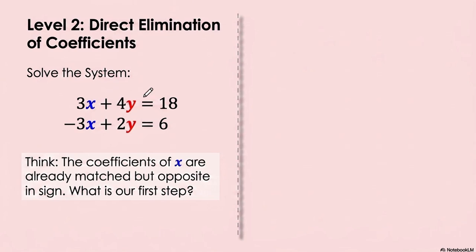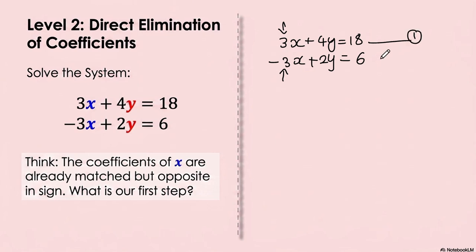So here we have two equations: 3x plus 4y is equal to 18, and the second equation we have minus 3x plus 2y is equal to 6. Okay, so we have to eliminate one of the variables. Two variables we have, x and y, but you can see that here the coefficient of x is 3 and here the coefficient of x is minus 3. So the numbers are the same, so no need to multiply anything.